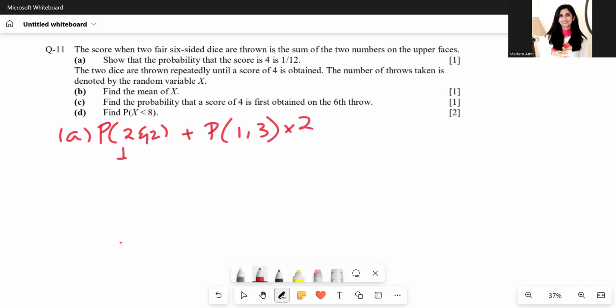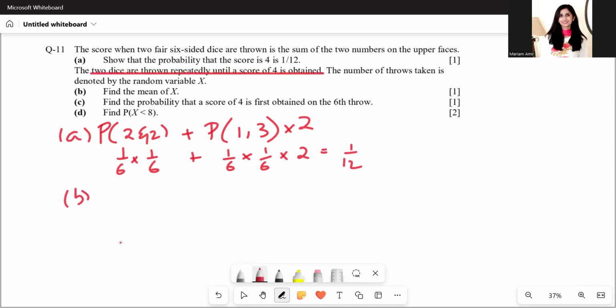Okay, so the probability of getting a 2 is 1 by 6, another 2 is 1 by 6 as well, then 1 by 6 for getting a 1, and then 1 by 6 for getting a 3, and we double it, and all of these combined would give us 1 by 12. This gives us 1 by 12. Okay, part B. The two dice are thrown repeatedly until a 4 is obtained.